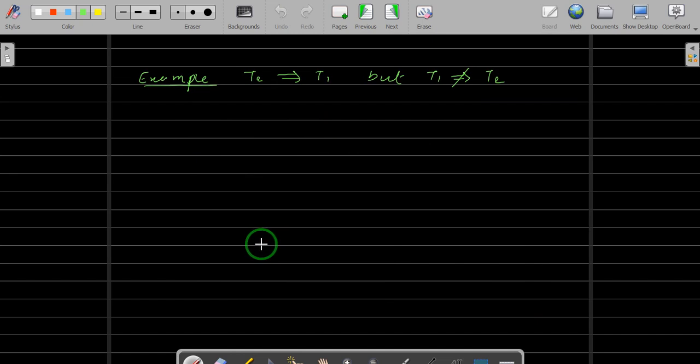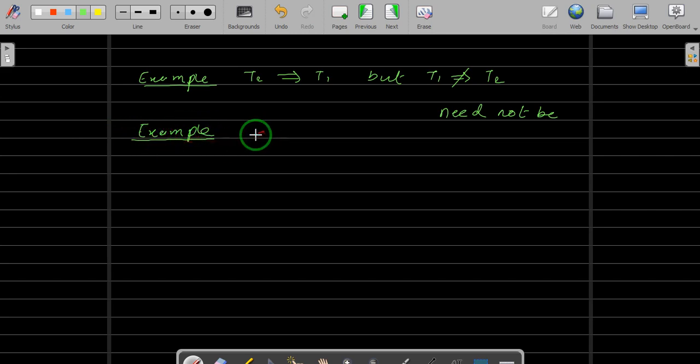So we have a topological space which, if it is T2, then obviously it will be a T1. And in here it says, if it is T1, then it need not be. There may be, or there may not be. So a T1 space need not imply it's a T2 space. For example, let me just give a simple example here.